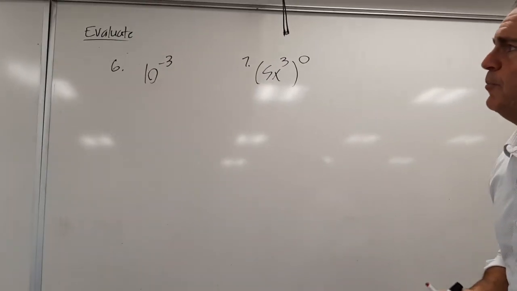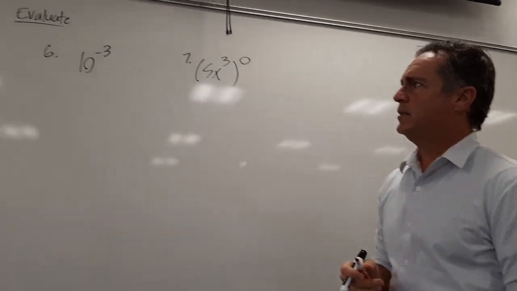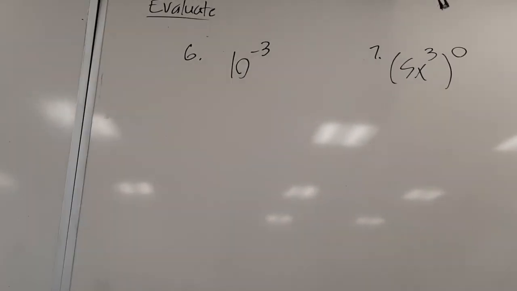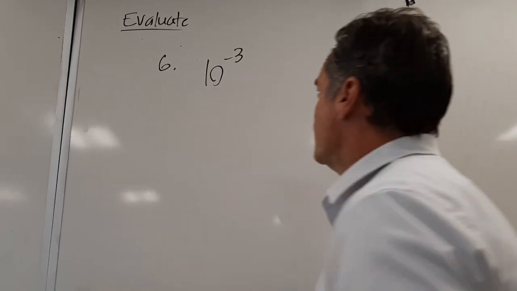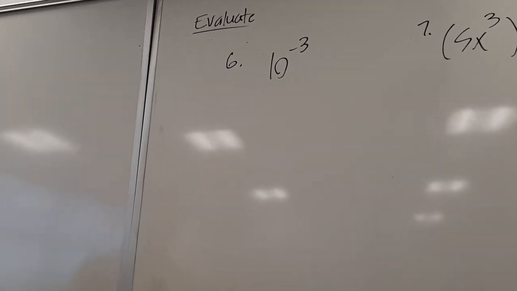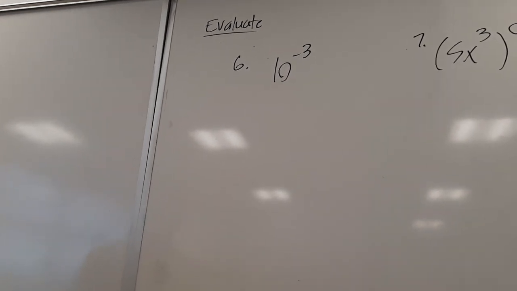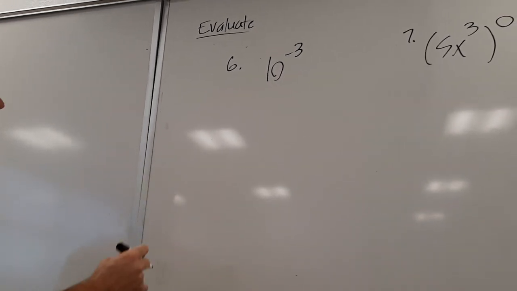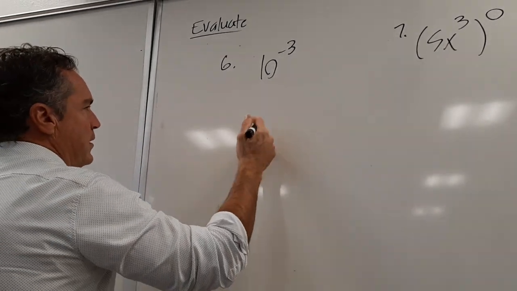Okay, so the second part of the practice test, the directive is to evaluate. And we have 2 problems here. The first one is 10 to the negative 3rd. Now, to evaluate means that they're going to want us to take this numerically as far as we can go. So we're not going to just leave it as 10 to the 3rd or 1 over 10 to the 3rd.